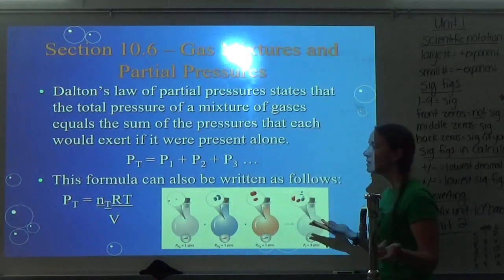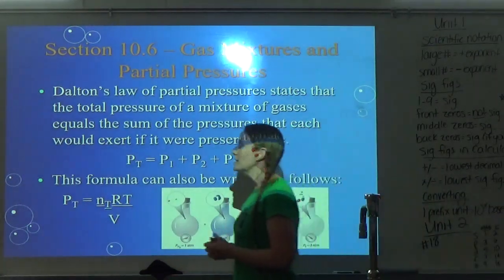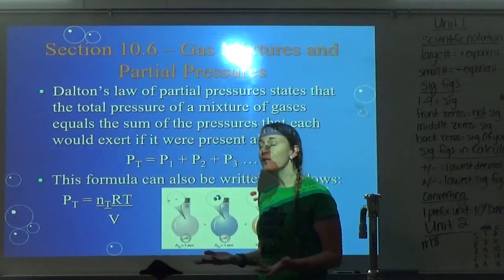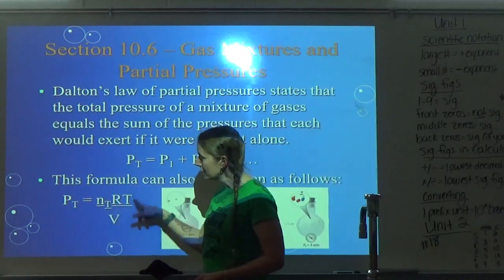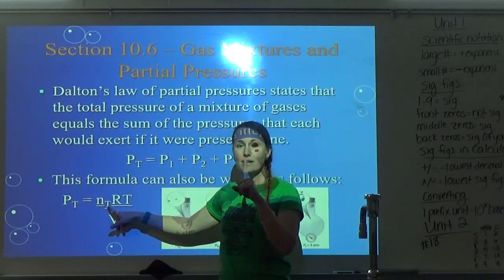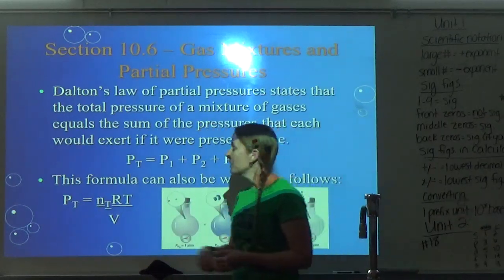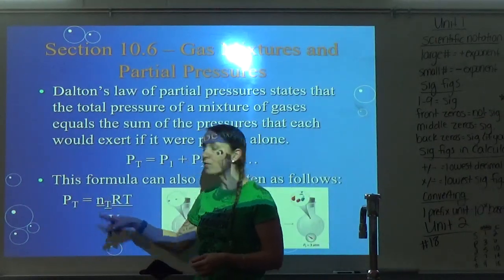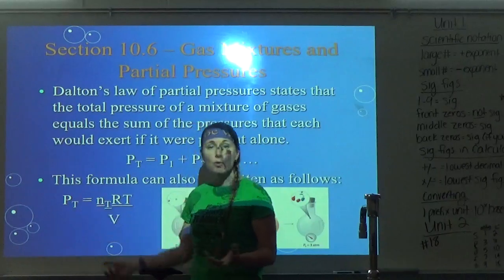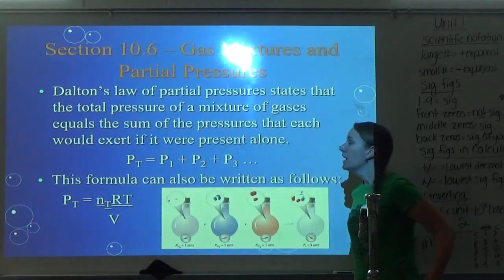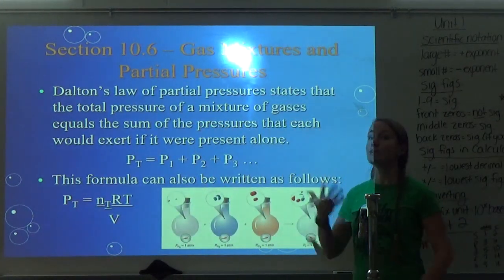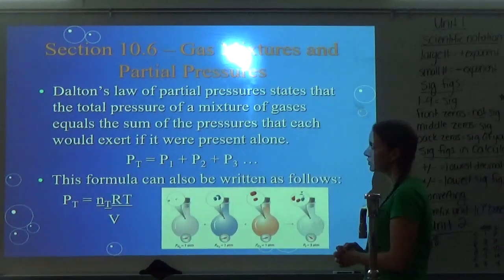But we can also use this when we're using the ideal gas law. So ideal gas law, PV equals nRT. If you rearrange it to solve for P, you get this. If you put in just one of the gases' amount of moles, you'll get the pressure for that one gas. But if you put in your total amount of moles of gases, you'll get the total pressure. So you have to be careful when you're working with a mixture of gases. You've got to know which pressure and which number of moles you're trying to use.